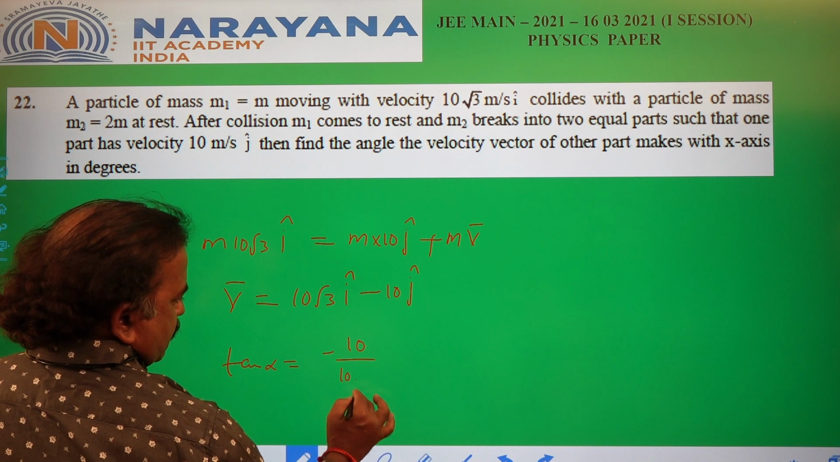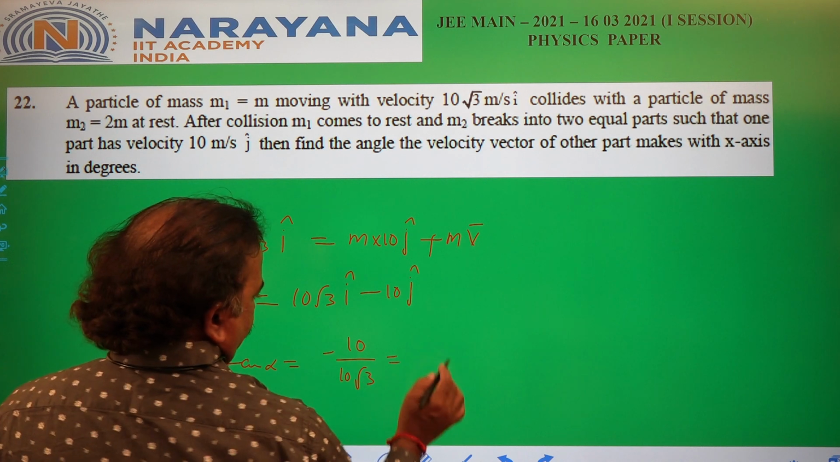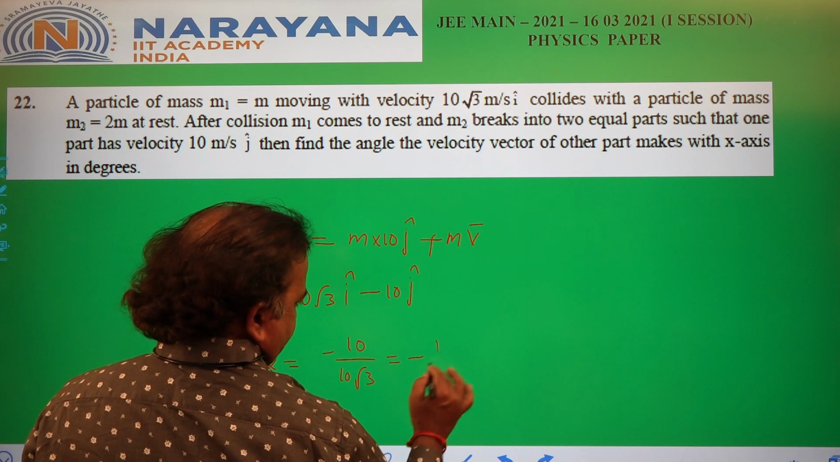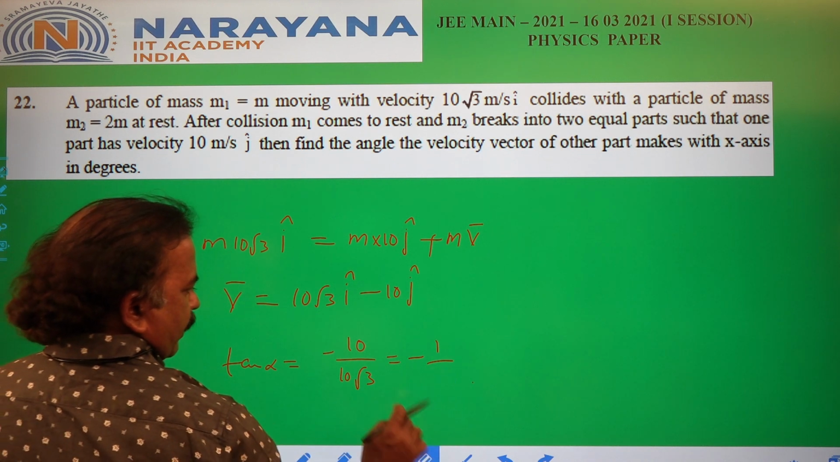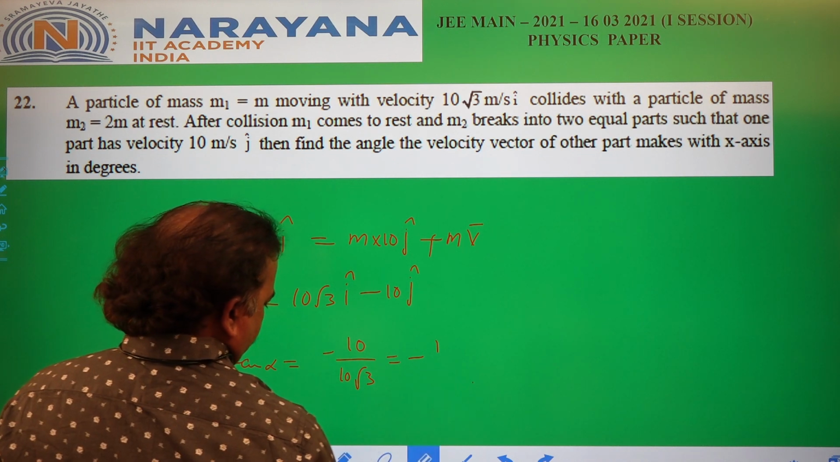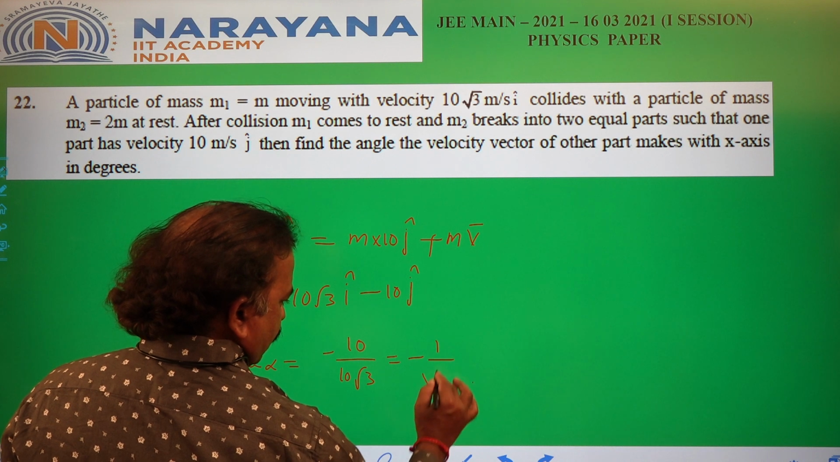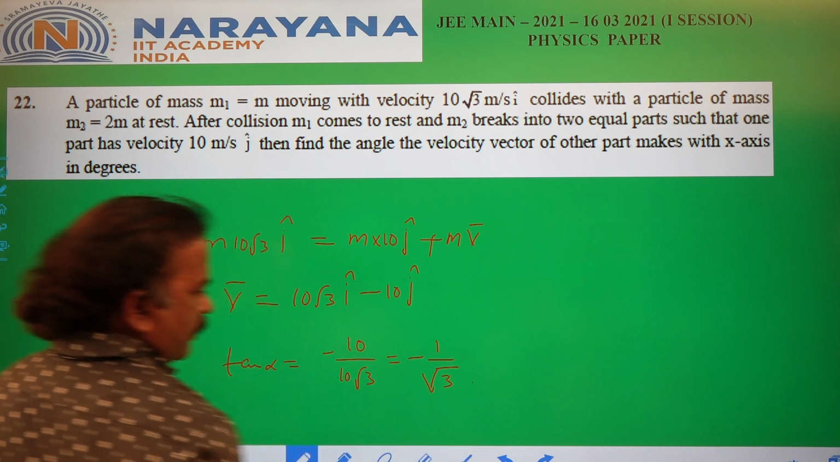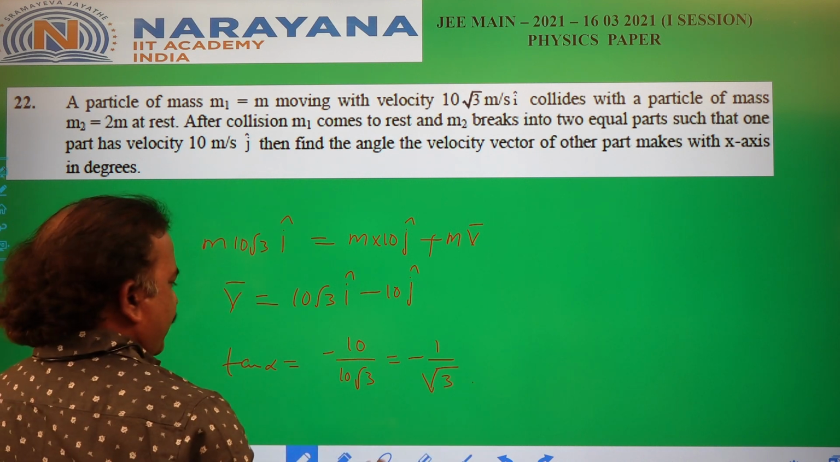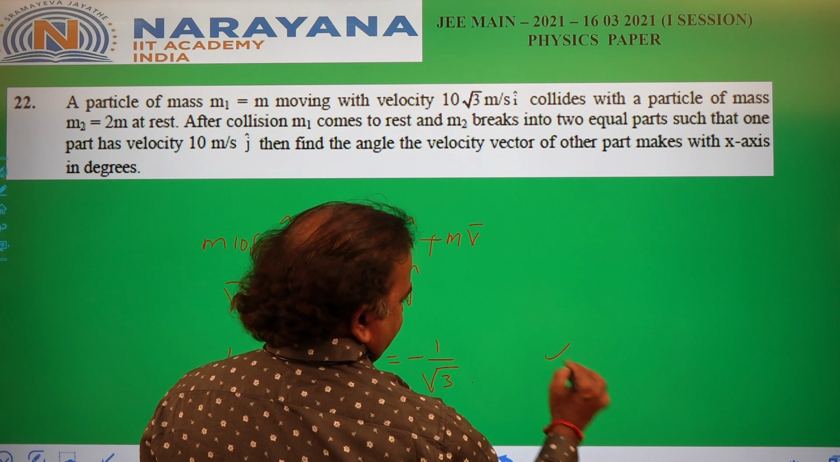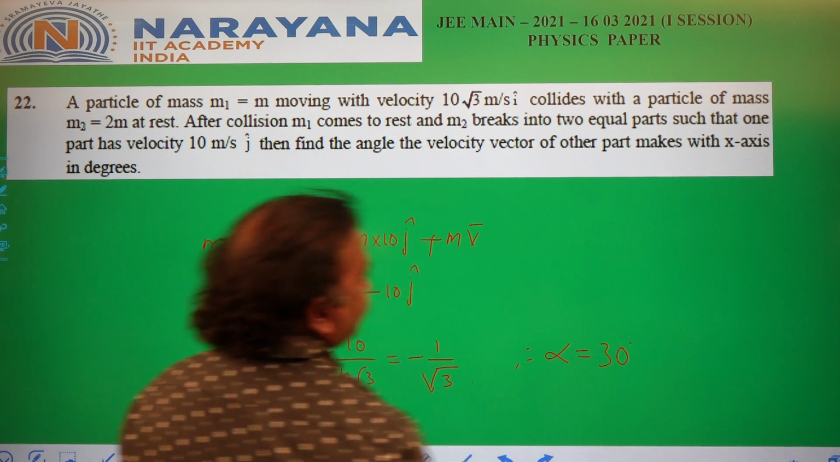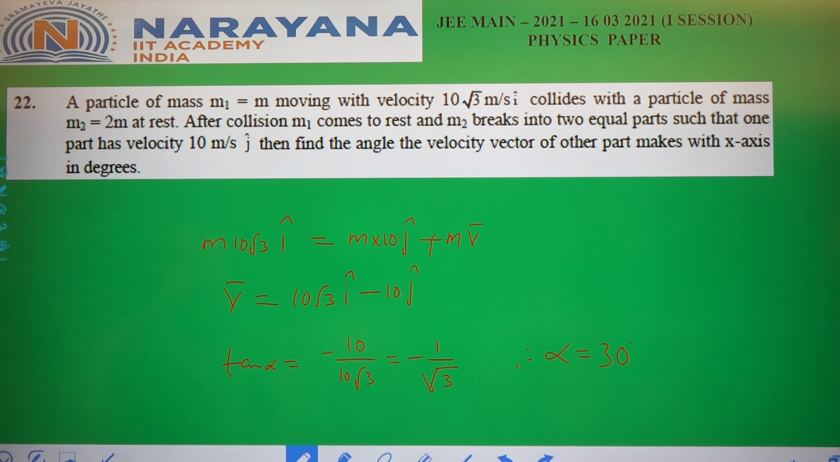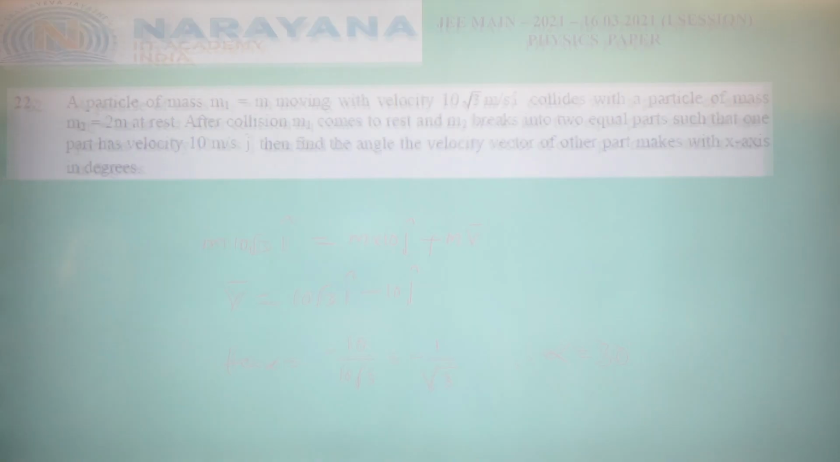So 10 root 3 roundabout, this is minus 1 by root 3. So it is making an angle. What is the angle made with the x-axis? It is asking the angle with the x-axis. It will be 30 degrees. So we'll go for the next question.